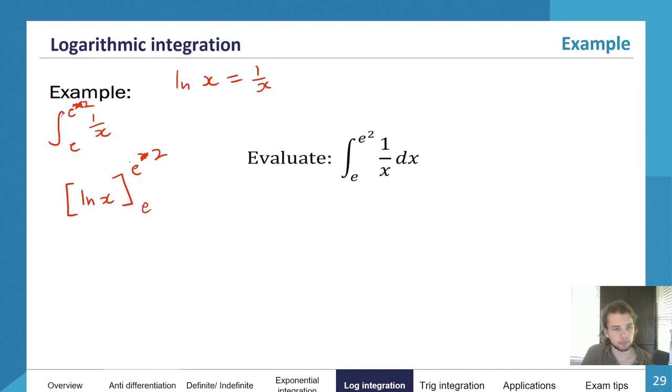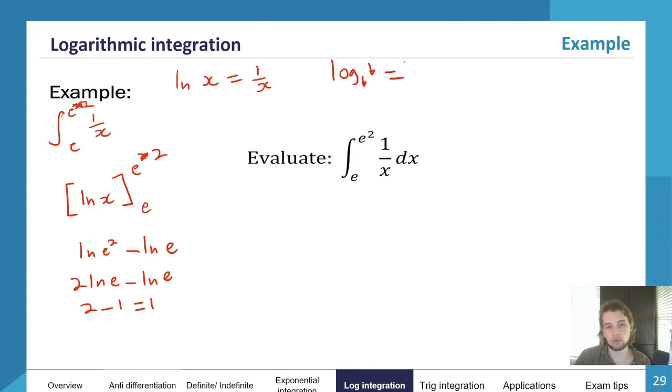And then we have e down the bottom as well. So this becomes ln e squared minus ln e. That becomes 2 ln e minus ln e, which becomes 2 minus 1, which equals 1. That's just using our logarithmic rules. If we have a log base b and it has b inside of it, that is equal to 1. And ln is equal to log base e, so ln of e is equal to 1.